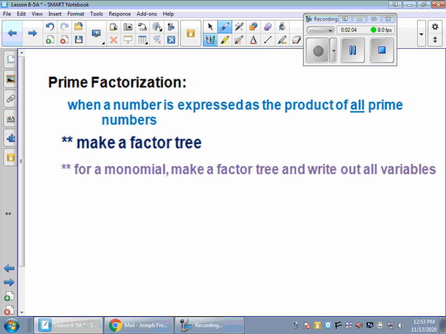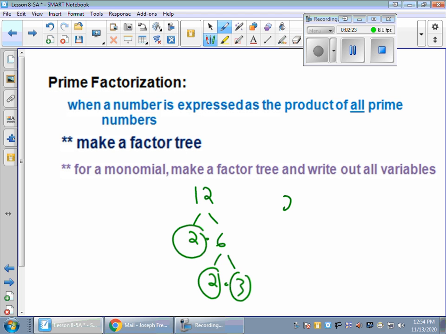So let's start with the number 12. If I break down the number 12, what numbers multiply to give you 12? You can go different ways, but 2 times 6. 2 is a prime number, so I circle it, and 6 is 2 times 3, so I'll circle that as well. So that's the tree set up there, and then writing out 2 times 2 times 3. That's called the prime factorization, writing it out as a product of primes.